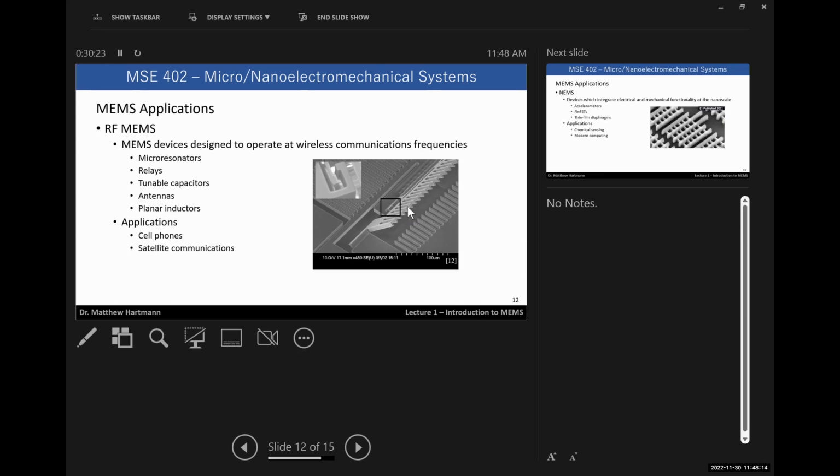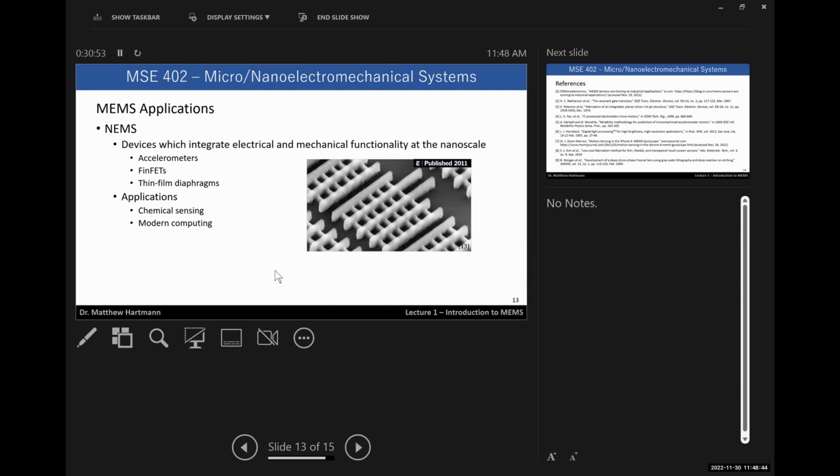So to me, it was really neat to see something, this old school late 1980s Russian technology, transformed into the micro scale during the time that I was working on these type of devices. Okay. RF MEMS range from micro resonators and relays, tunable capacitors, antennas, inductors, and they are used in all modern communication systems effectively.